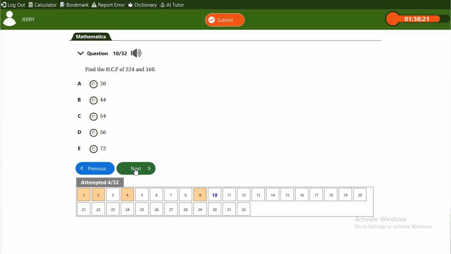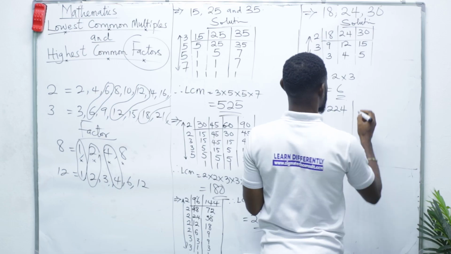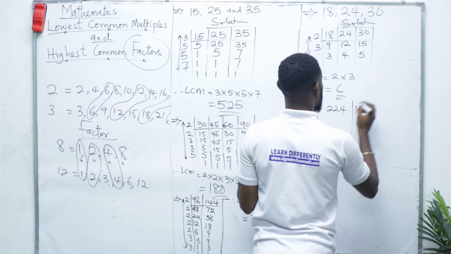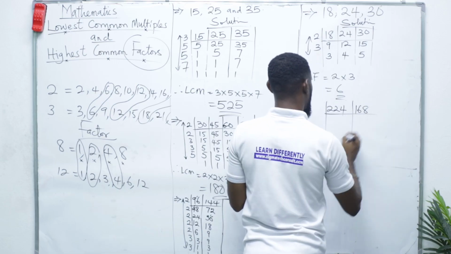Okay, so let's look at this bigger number, 224 and 168. They say we should find the HCF of 224 and 168.